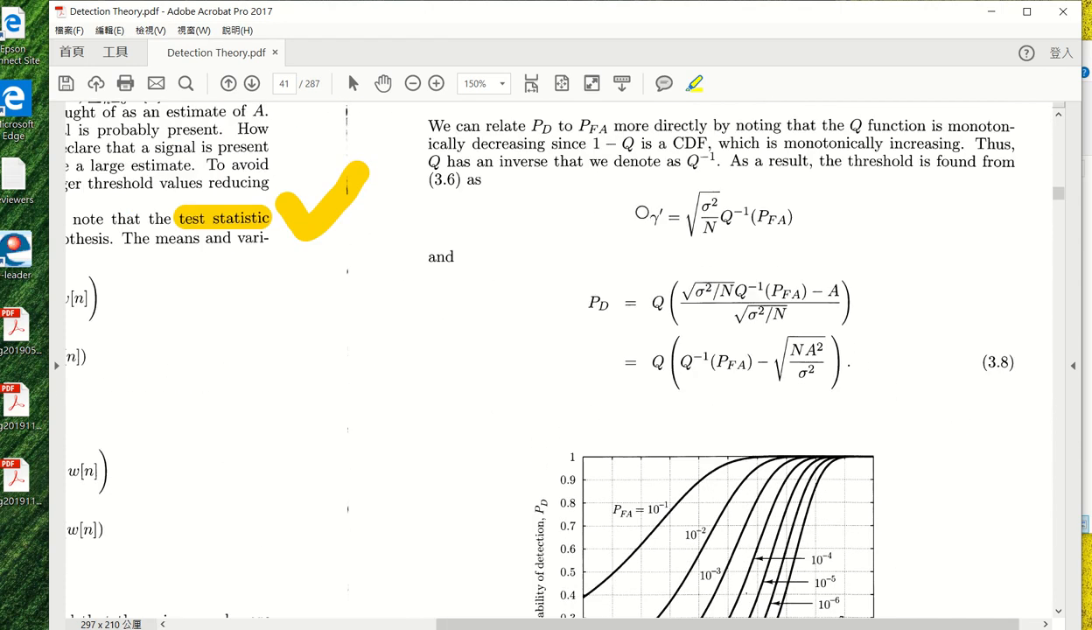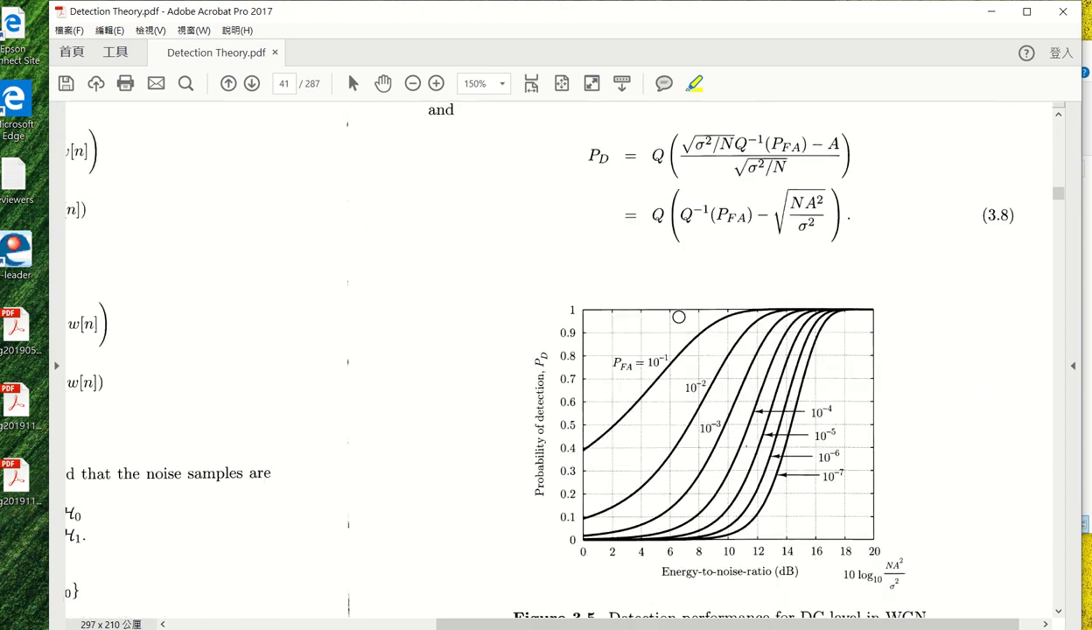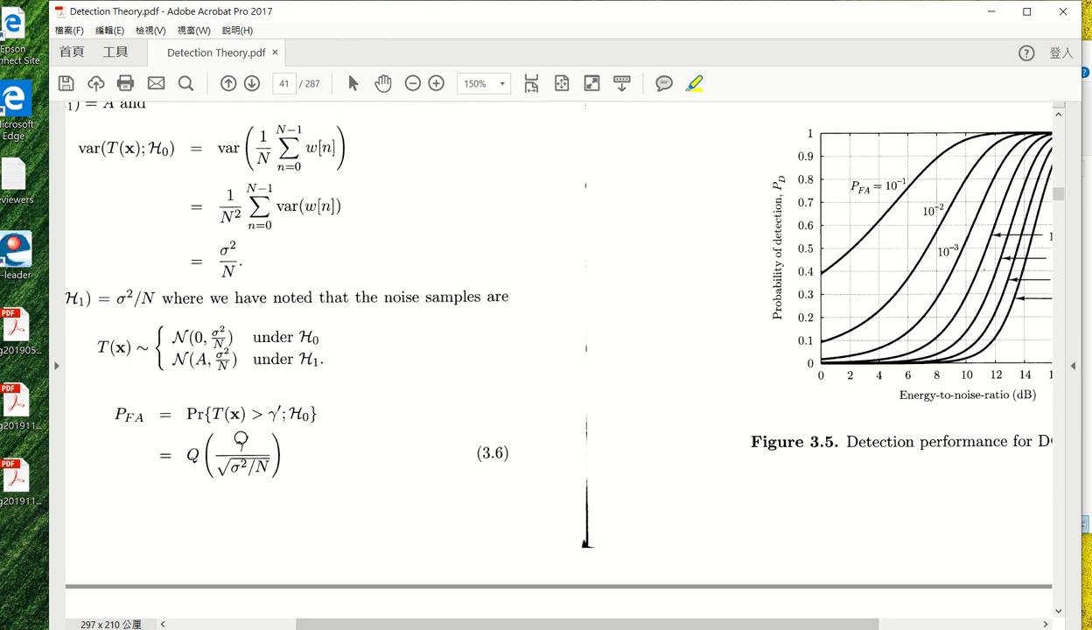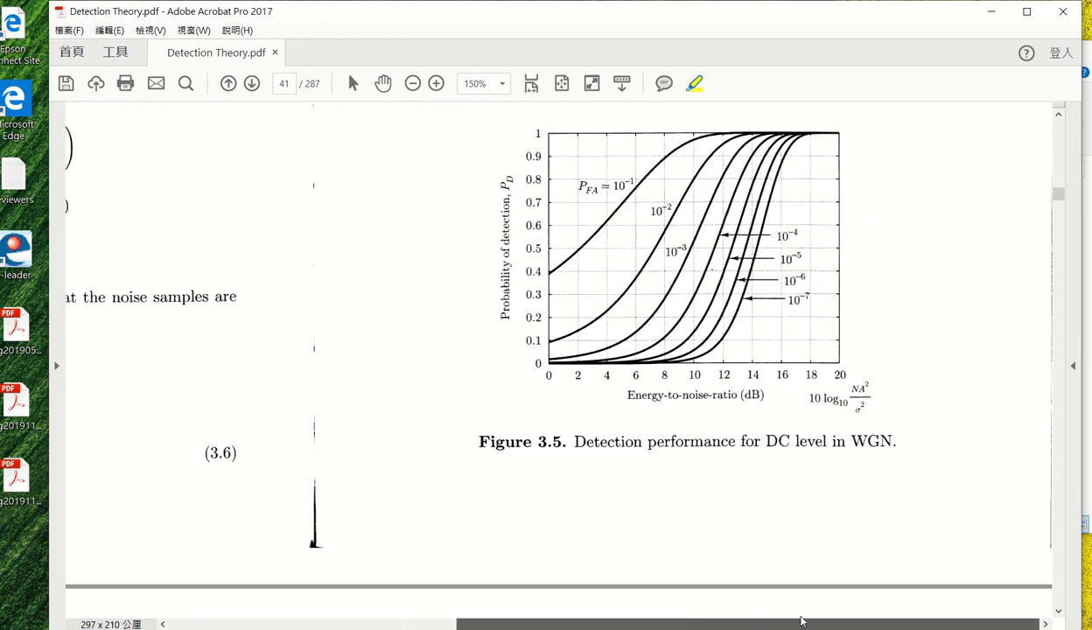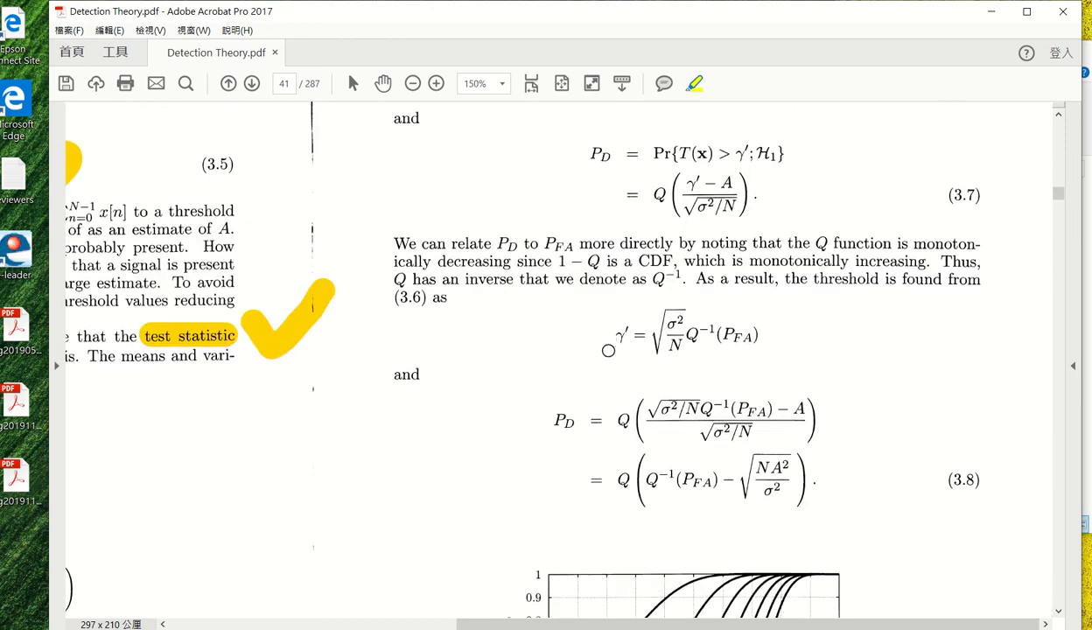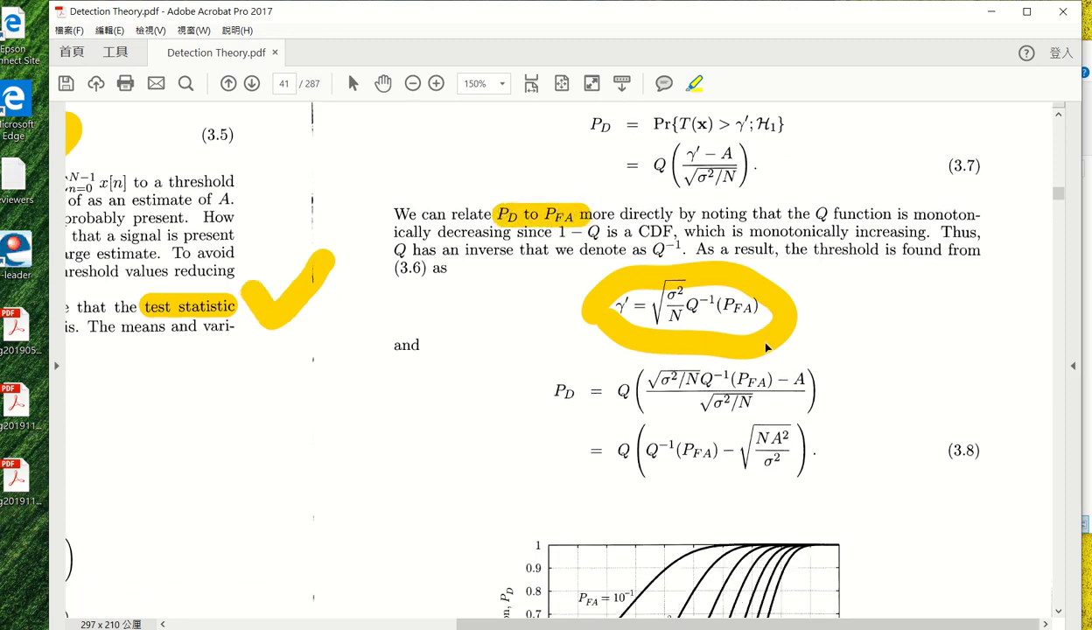So now you have gamma prime equal to the square root of this. This is, of course, coming from here, this whole thing. Simplification, and then you get an inverse version of the gamma prime. Alright, now you take a look at PD. PD has gamma prime, but gamma prime is now a function of PFA. As a result, we can build a relationship between PD and PFA. Right? PD and PFA, we can build a relationship.